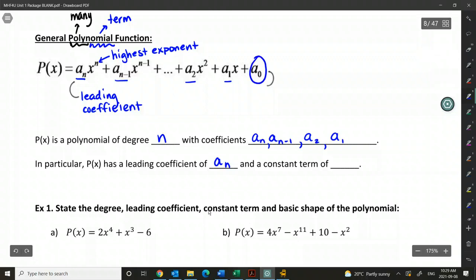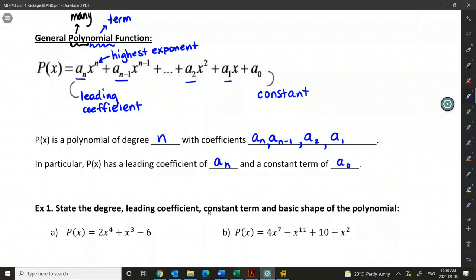And notice that I did not include a to the 0, or a with the subscript of 0, in this list, because that's not a coefficient, it's a constant term. So it doesn't have an x with it. Okay, so our constant term is a with the subscript of 0. And I can identify the constant if it has no x with it.